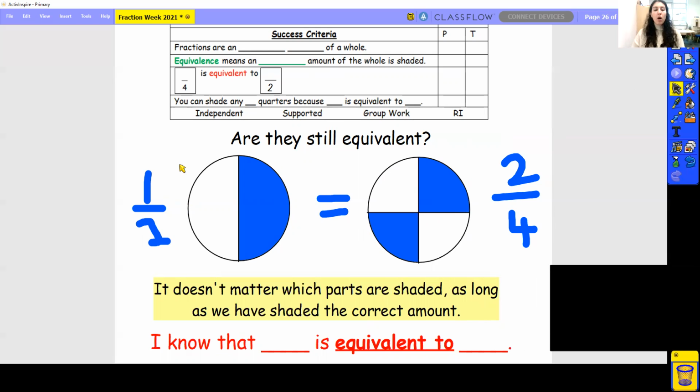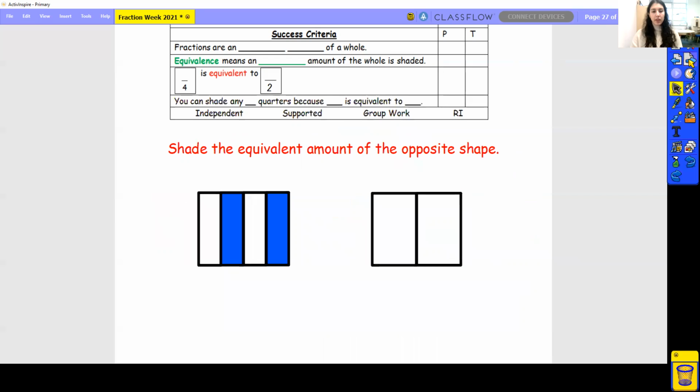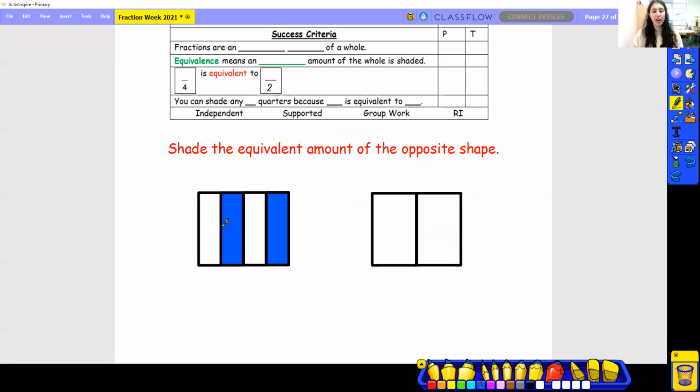And we know that 1/2 is equivalent to 2/4 all the time, even when it might not look it. 1/2 is always the same as 2/4. It's always equivalent to 2/4. So let's have a look at this one now. It's trying to trick us because I know that this fraction here has got 1, 2, 3, 4 equal parts. And how many are shaded? 1, 2. So this is showing me 2/4. Now, how do I shade an equal amount?